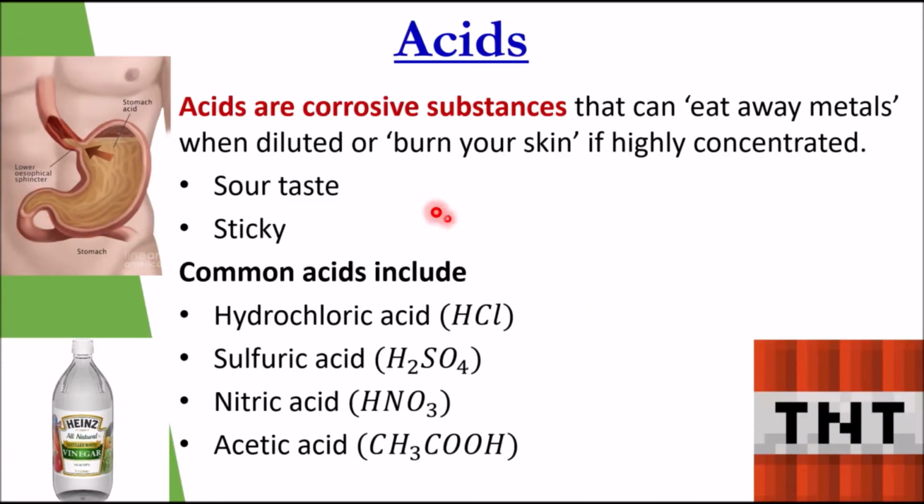So, what are acids? Acids are corrosive. They eat away metals. When not diluted, they can burn your skin if in high concentrations. Some features of acids is the sour taste. So we know that vinegar, citrus fruits like lemons and oranges, those are acidic. They also have a sticky texture. So as you know, if you eat citrus fruits and it goes over your hands, they tend to be more sticky overall. So that's some examples there.